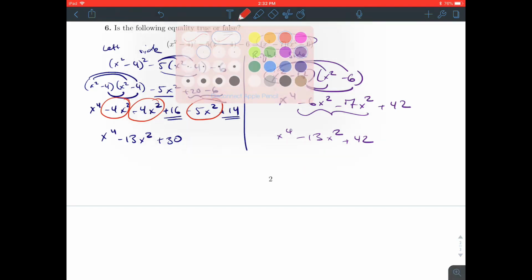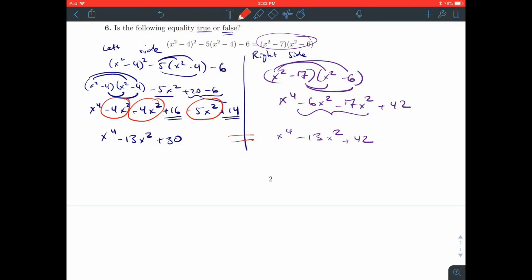So now the thing that we're checking is, are these equal to each other? And they are mostly, but 30 and 42 are different numbers, so these are not equal to each other. This is false.